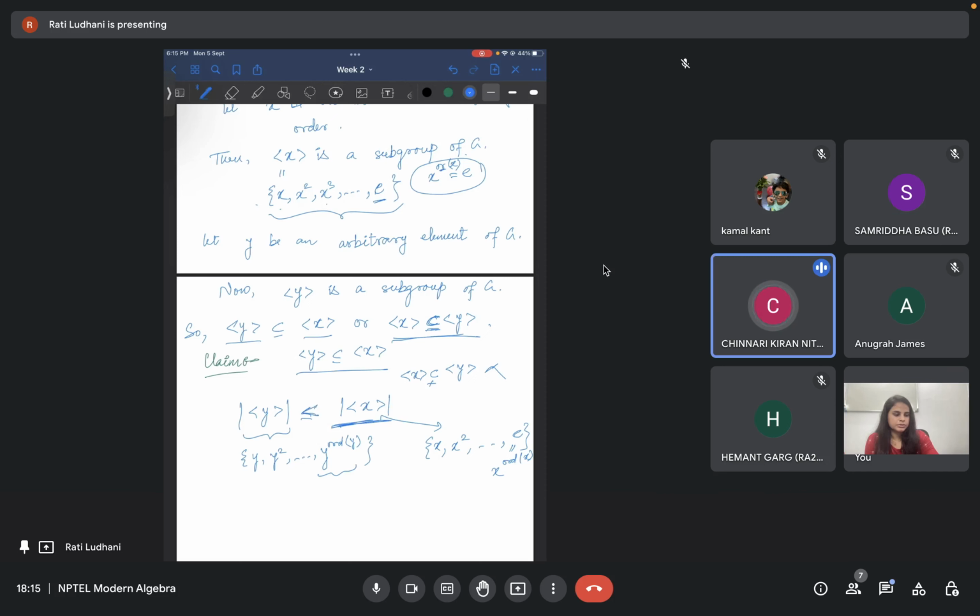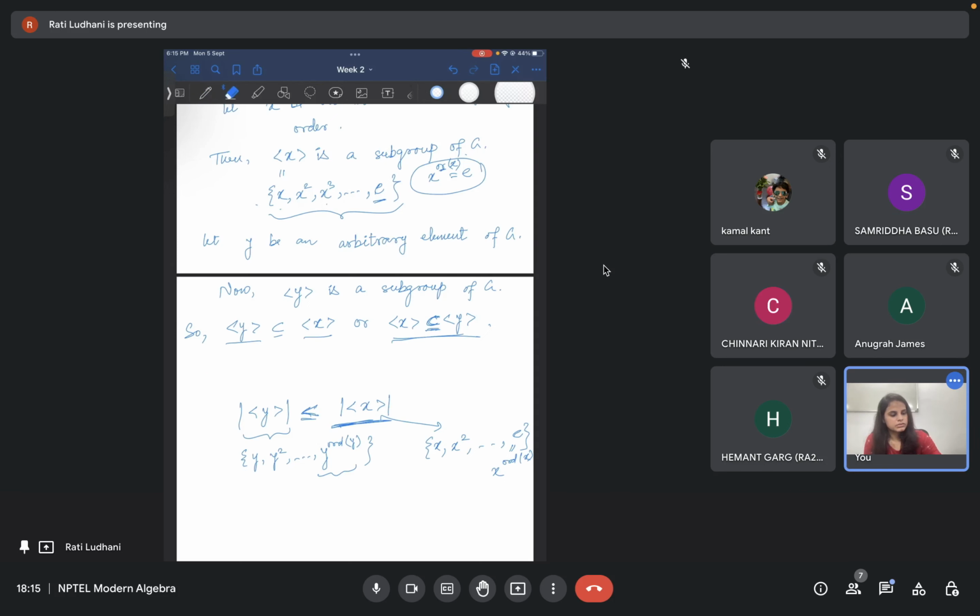Because y is a subset of x, we don't know that. We have not proved this claim. Let's say these are two things right now, either this or this. We don't know what is going to happen, but we are claiming that this is less than or equal to this value.